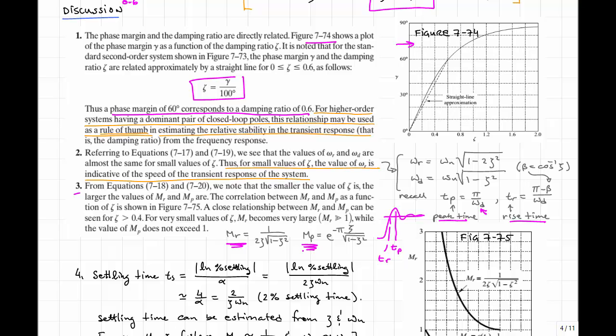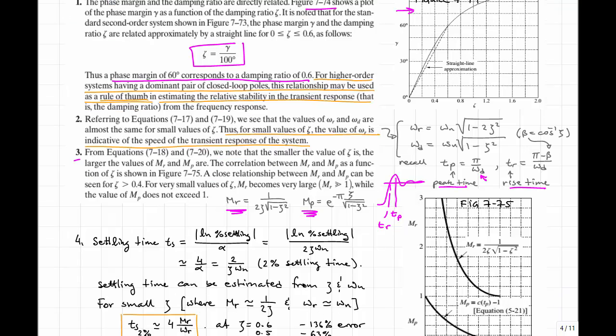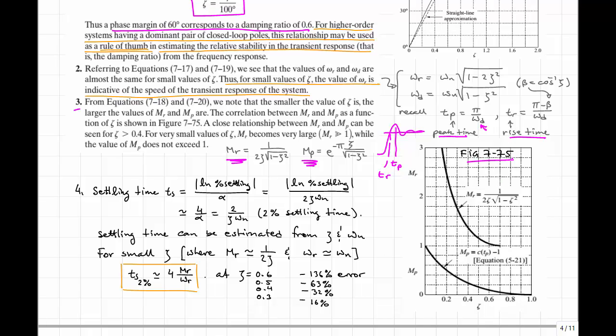Three, from the two equations here for omega r, or Mr and Mp, so the resonant peak is on the Bode plot, and Mp, which is the transient or the step response peak, we note that the smaller the value of zeta is, the larger the values of Mr and Mp are. There's a plot here that I've included. It's this figure 7-75, plotting Mr and plotting Mp. The correlation between Mr and Mp as a function of zeta is shown in this figure, and there's a close relationship between the two for zetas of greater than 1. For small values of zeta, Mr becomes very large, while Mp does not exceed 1.